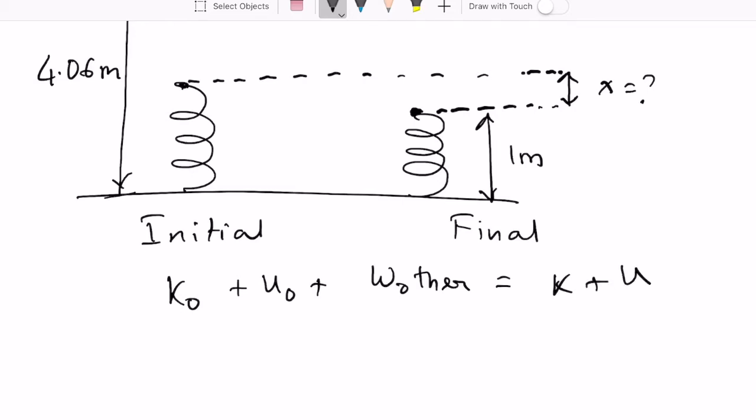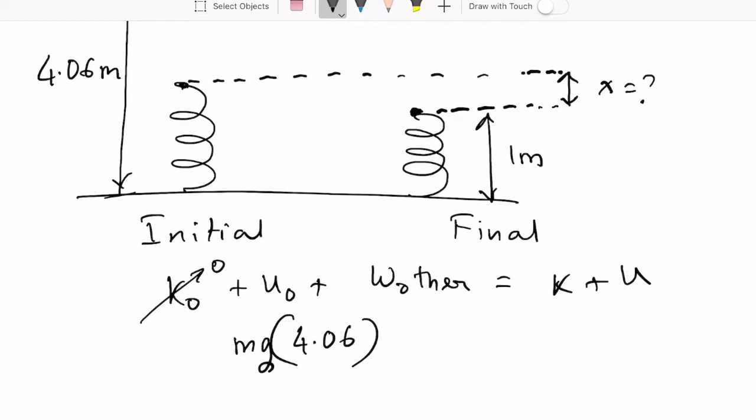Now the initial point is at the top. The final point is when it's landed on the spring and come to rest. So at the top, the initial kinetic energy is going to be 0. The initial potential energy is going to be mgh. I like to work in letters usually, but this time I'll just work in numbers because it's a little bit easier to see.